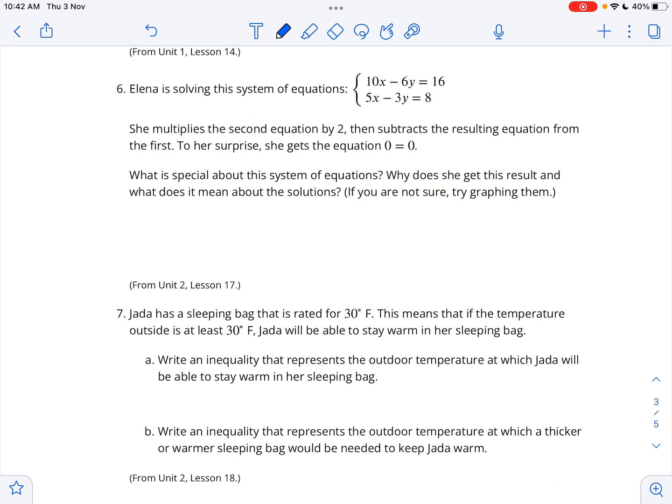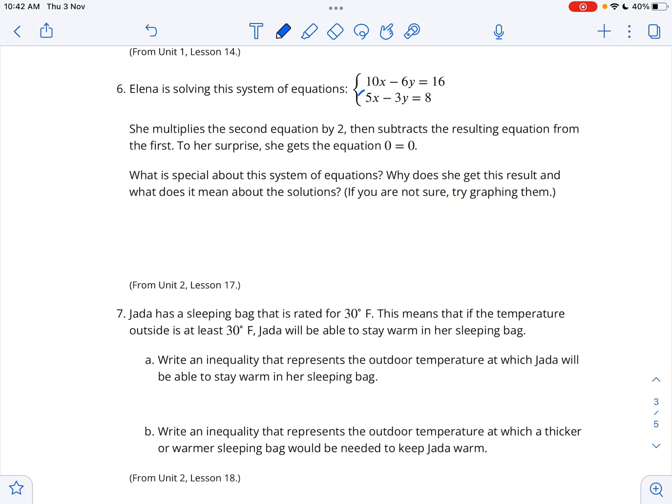Question 6, Elena is solving this system of equations. She multiplied the second equation by 2 and then subtracts the resulting equation from the first. To her surprise, she gets 0 equals 0. What is special about this system of equations? Why does she get this result? What does it mean about the solutions? And if you're not sure, you can go through and try graphing them later.